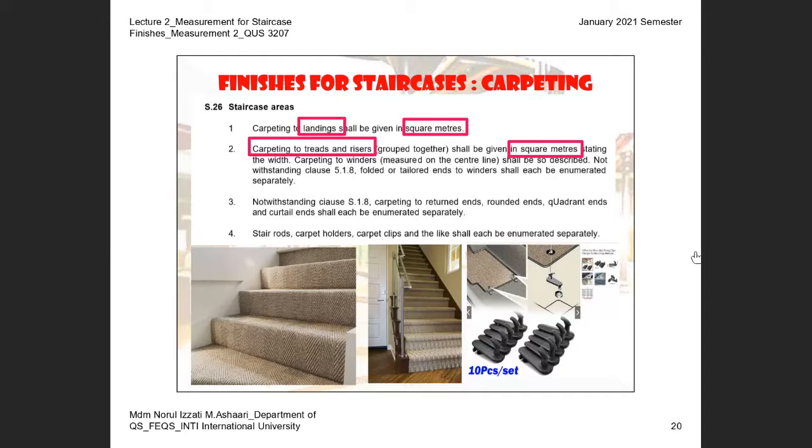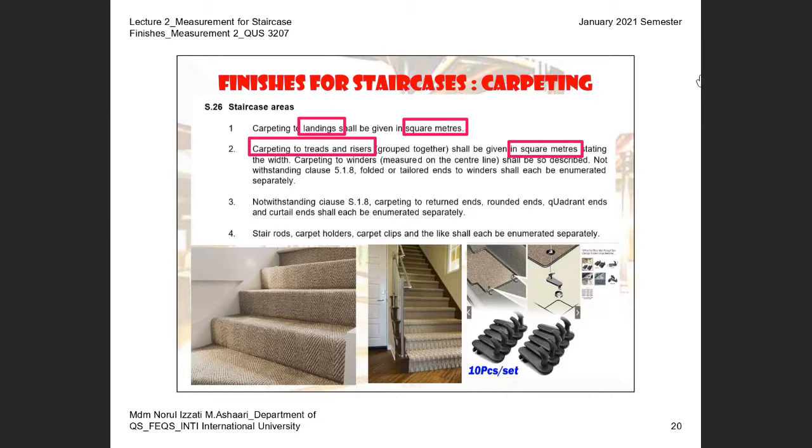Okay, now let's move to the new clause under S.26. Why would I like to highlight carpeting as one of the finishes? Because I would like you to see the difference between the final carpeting and the screeding for the carpeting. Previously, we measured the landing in meter square. So this one you can put TQ.